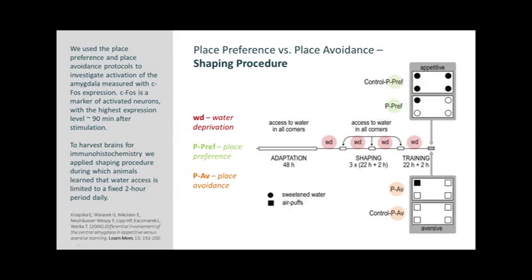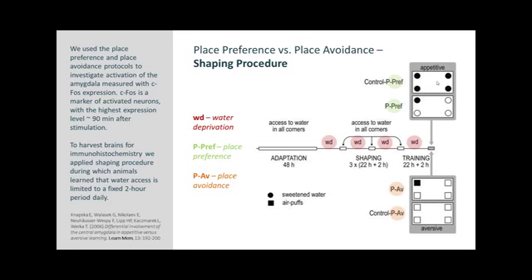After 3 days of such procedure, we started place preference and place avoidance learning, as was already mentioned by Holger. During the place preference training, mice had access to sweetened water in one of 4 corners. During the place avoidance training, they obtained air puffs when entering one of 4 corners. We also had control groups.